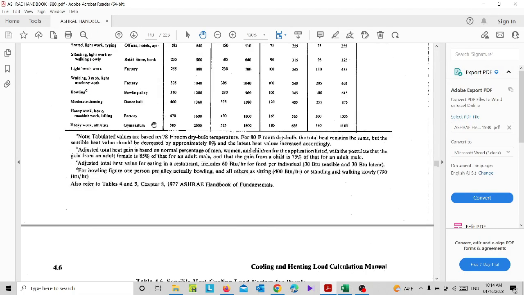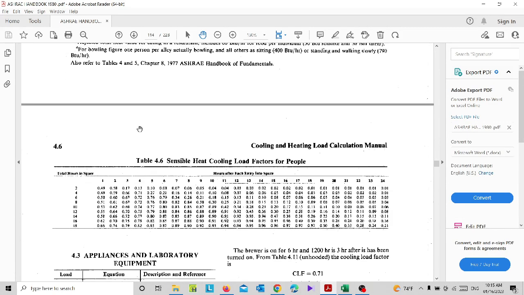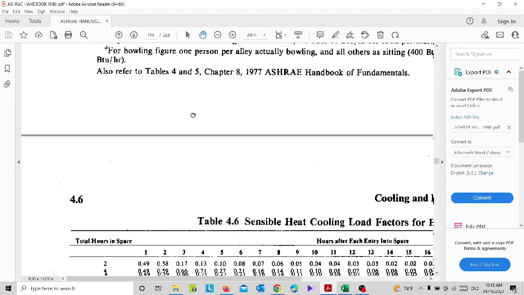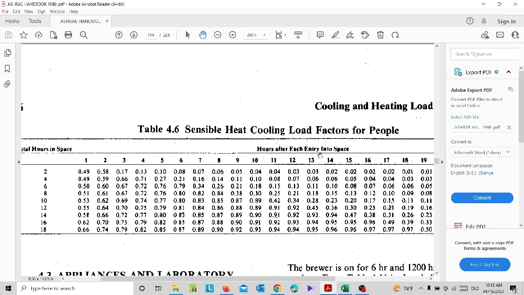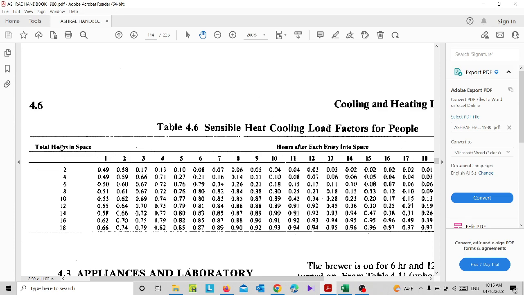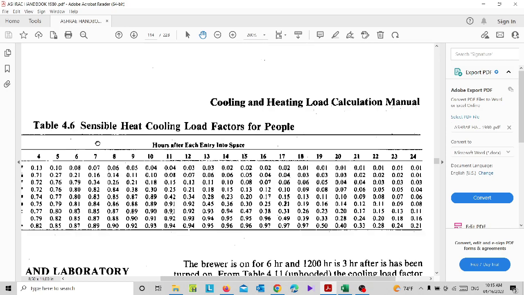If you want the accurate value, I will tell you how you can use that table. For example, total hours in space: how many hours you will be spending in that space, you need to consider that. And also hours after each entry into space. In the case of offices, you will be working there for 8 hours or 10 hours. Maybe after some time, or the next day, you will enter again. So it is after how many hours you are entering the office.